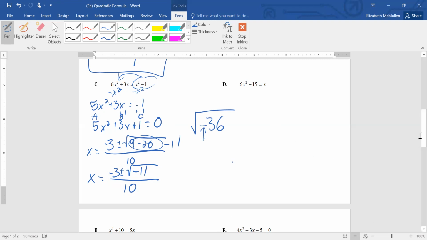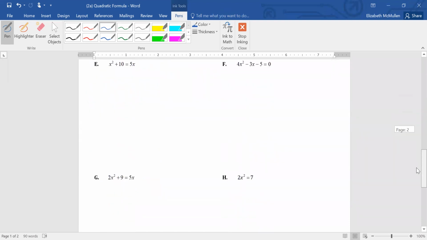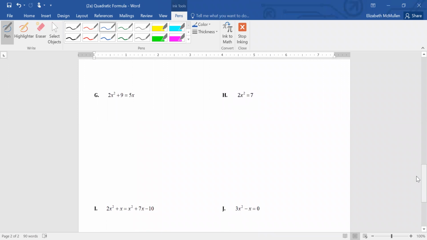All right, so that's our examples, and we have a few more on the back side of this page, but I'm not going to bore you by doing a whole lot of them. I do want to point out something like h here. Number one, we know it's got to be equal to 0. So we're going to move this 7. 2x squared minus 7 equals 0.